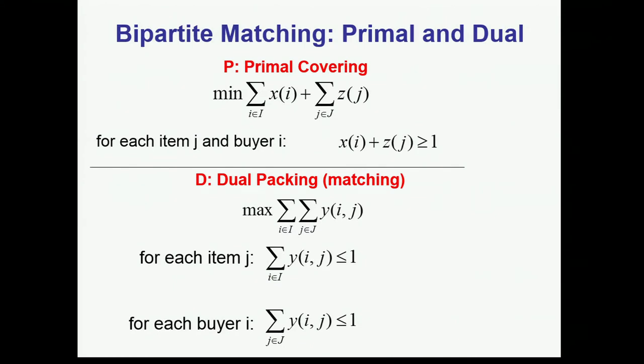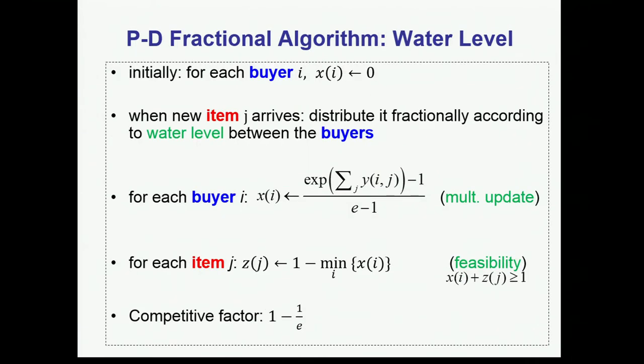So let's look at the primal and the dual formulation of matching. Now b_ij, that we saw before, is equal to 1 and b_i is equal to 1. So these are the matching constraints, and these are the covering constraints. For every edge ij, where i is the fixed side and j is the online side, x_i plus z_j needs to be bigger than 1. So if we take the algorithm from the ad auctions problem, then we can interpret it as a water level algorithm.